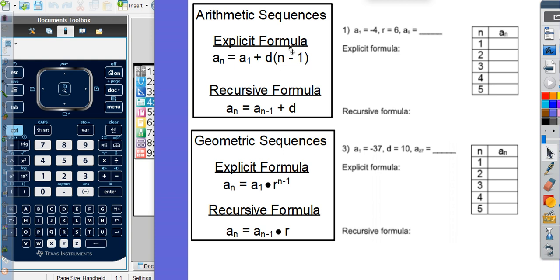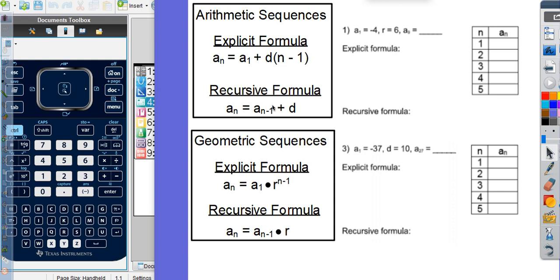The explicit formula is the main formula that we use. Of course, this is for arithmetic sequences. A1 is going to be our first term. D is the difference between the terms. N is the number of the term that we're looking for, which we typically can find if we have a sub n term right here, then that'll be the number we put there. This is the term we're looking for.